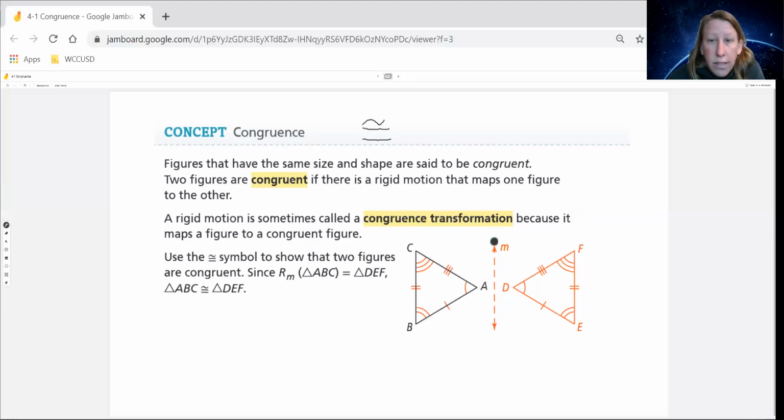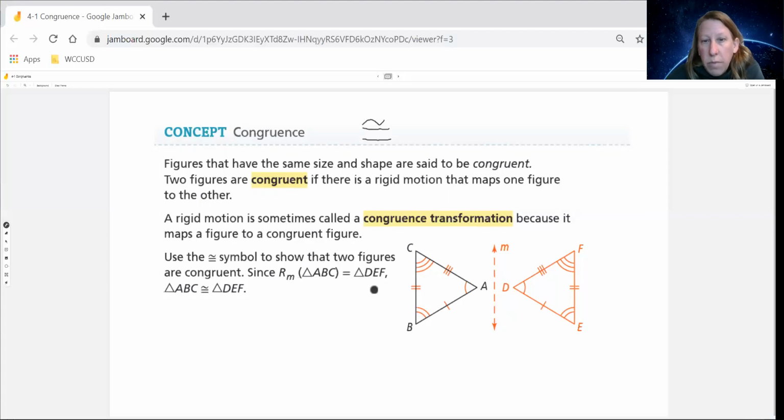So we can say in this problem that triangle ABC is congruent to triangle DEF because I can reflect it over line M. Remember, the capital R stands for reflection. In this notation, you can take a look. We take triangle ABC, we reflect it over line M, and it's going to match up perfectly with triangle DEF. So we're allowed to say that triangle ABC is congruent to triangle DEF.